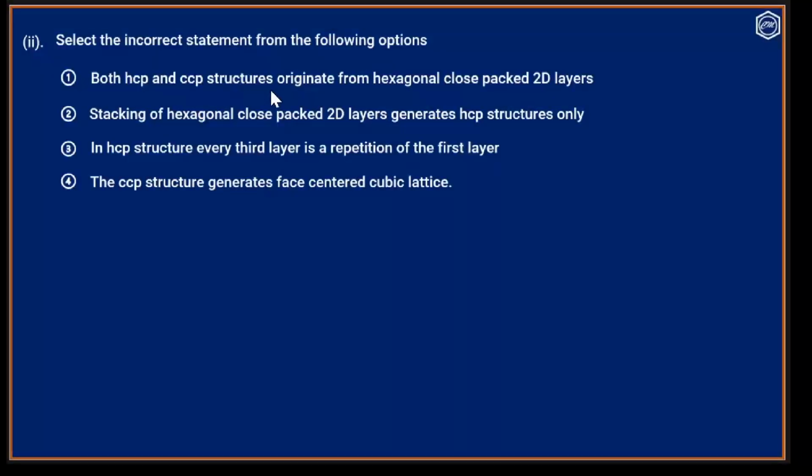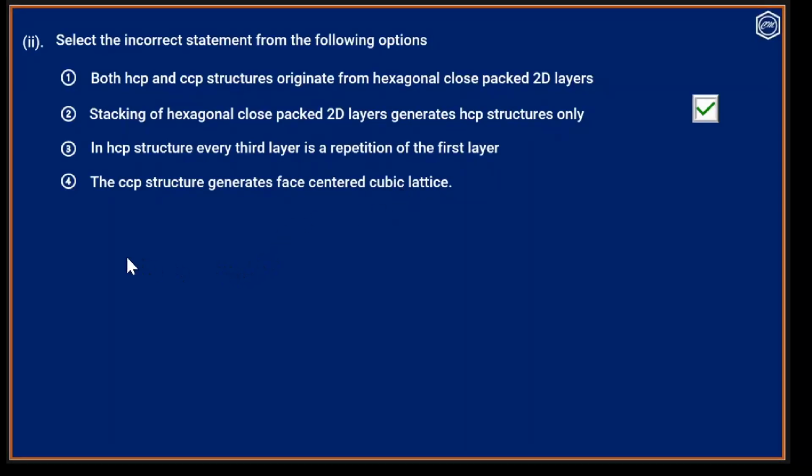Both HCP and CCP structures originate from close packed 2D layers, and that is a correct statement. Then, stacking of close packed 2D layers generates HCP structure only. That is wrong. It generates both HCP and CCP. So the wrong statement is this one. In HCP structure, every third layer is a repetition of the first layer, ABAB pattern. The CCP structure generates face-centered cubic lattice. That also is correct.